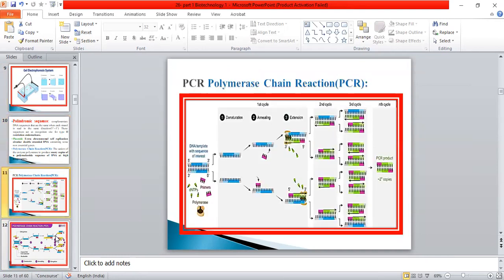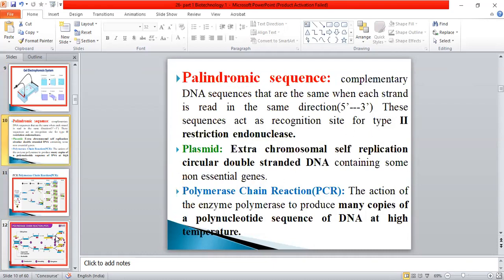Polymerase chain reaction: what is the polymerase chain reaction, and what are its uses? We will see the remaining things in the next class, my dear.